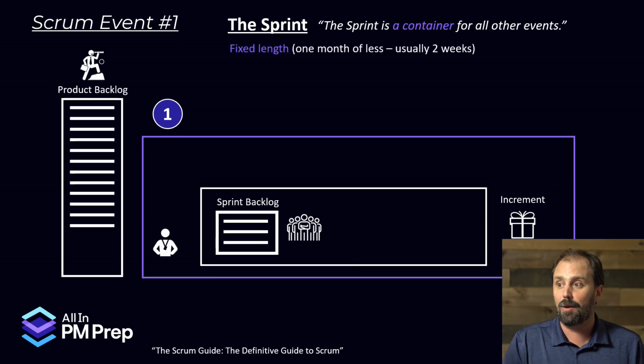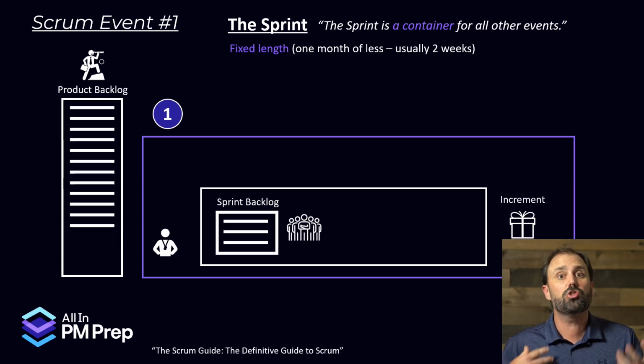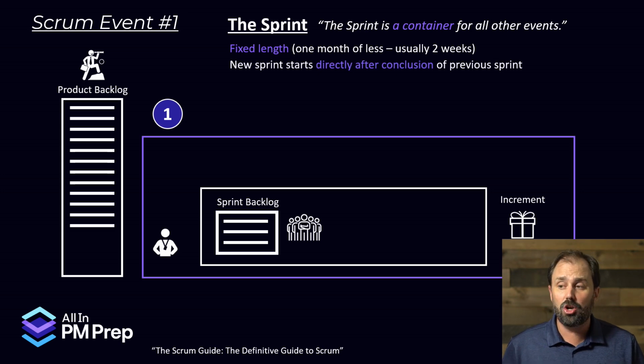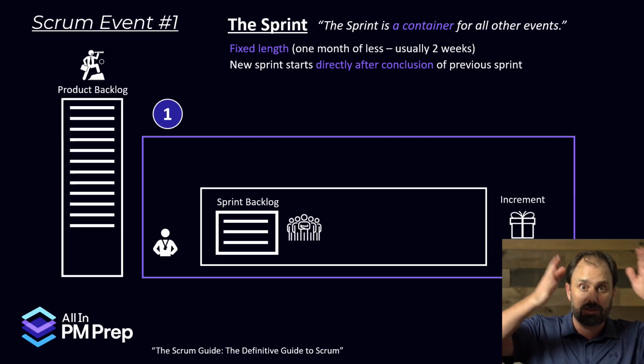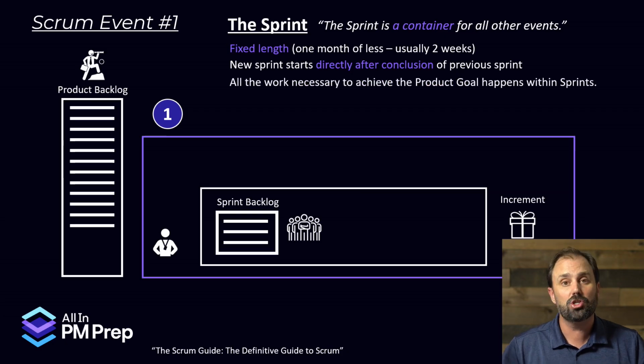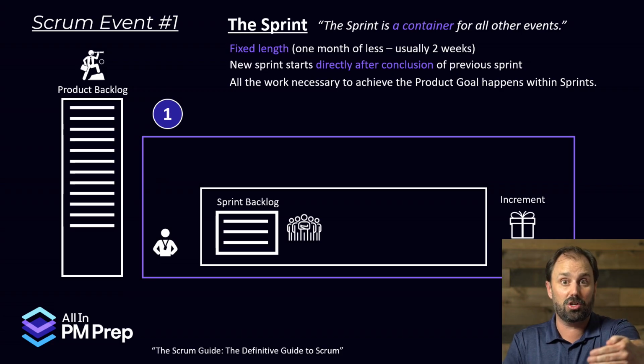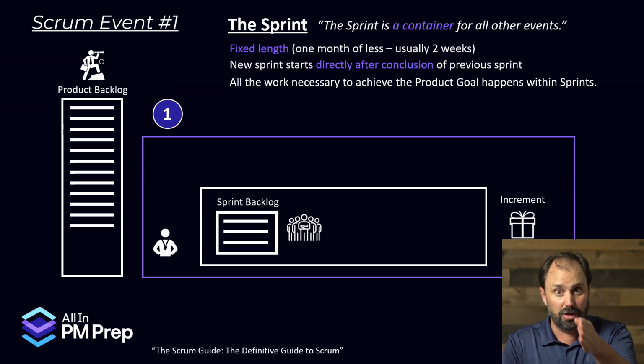sprint, okay? Now, it is a fixed length, 1 month or less, the Scrum Guide recommends, but most people in life choose 2-week sprints, okay? That's what my boys and girls do a lot. Occasionally we'll do 1-week sprints. We'll talk about why, okay? Now, a new sprint starts directly after the conclusion of our previous sprint. So it's 2 weeks, 2 weeks, 2 weeks, and it's right up against each other. And everything else is contained within it. So all the work, all the events, everything is contained within this, what they call a time box, a 2-week sprint, okay? It's necessary. All the work that's necessary to achieve the product goal is within this. And we just work sprint to sprint to sprint.